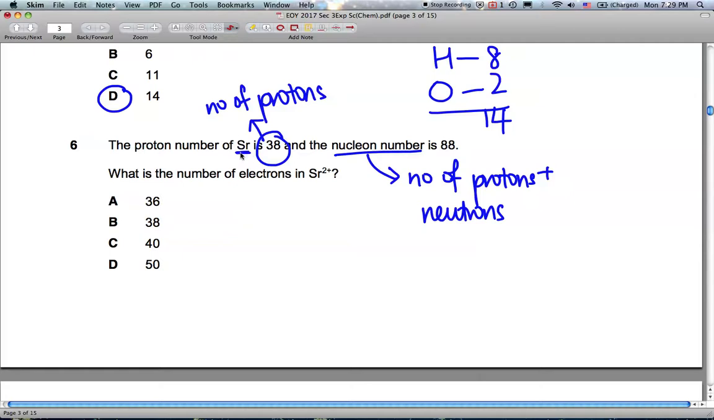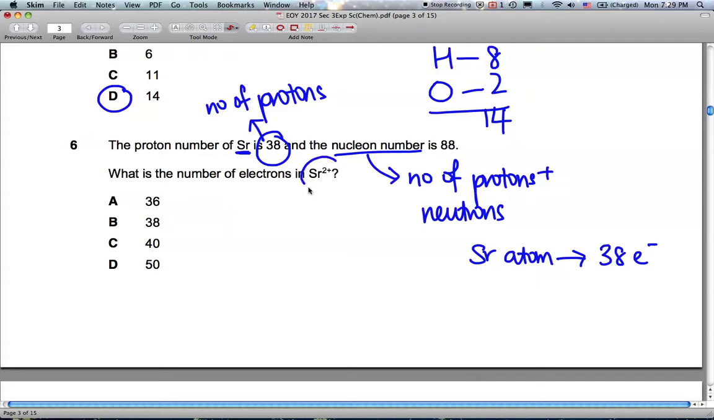For this case here, for strontium, the atom itself, atoms are electrically neutral. Therefore, they have the same number of protons as electrons. So we started off with a strontium atom. It contains 38 electrons. Okay, same number as the number of protons. And then the question asked me, what is the number of electrons in strontium 2+?